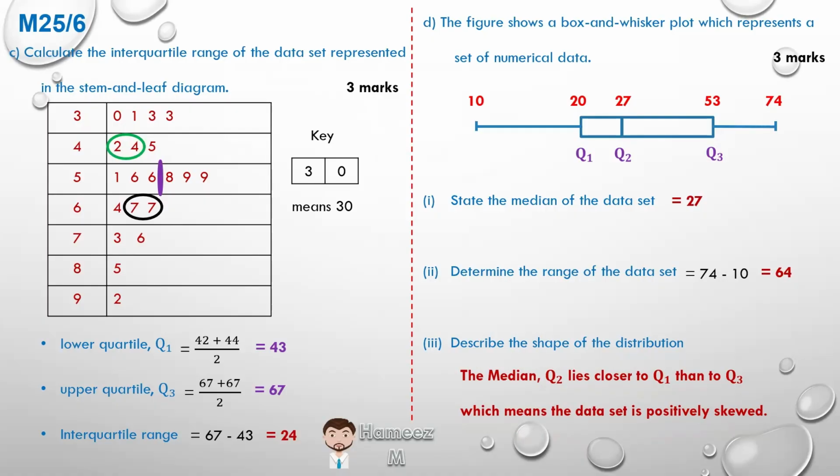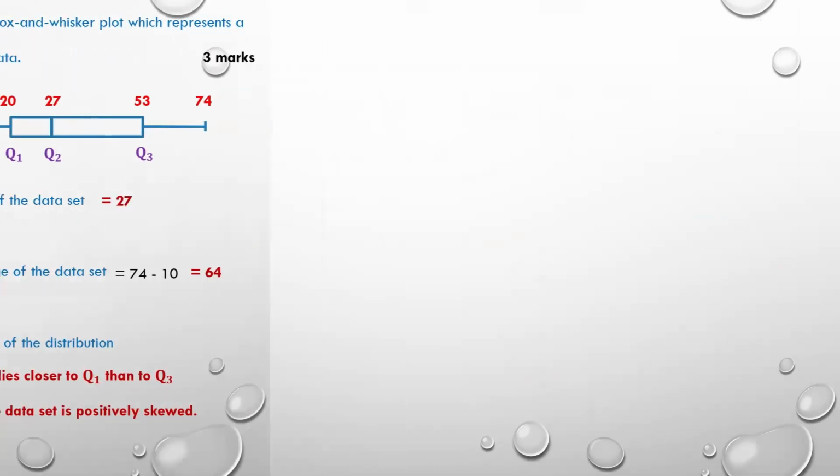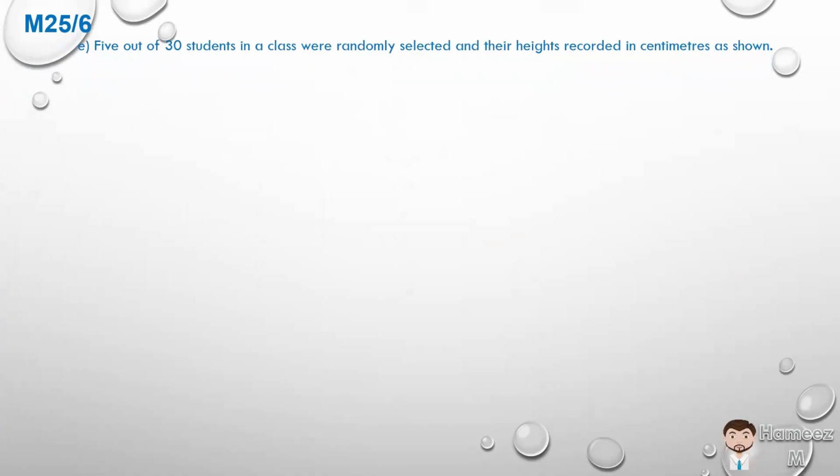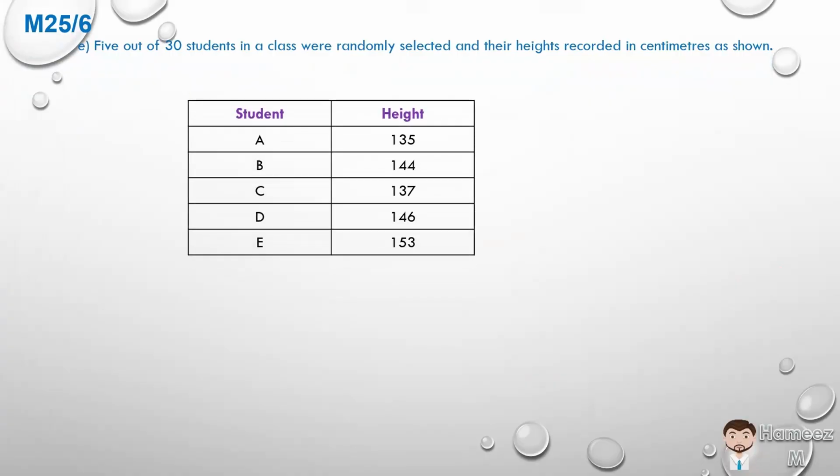Let's go on to the last part of the last question in this paper, which is 6E. And it says, 5 out of 30 students in a class were randomly selected. But this means we are not talking about an entire population, but a sample. And the heights recorded in centimeters are shown.